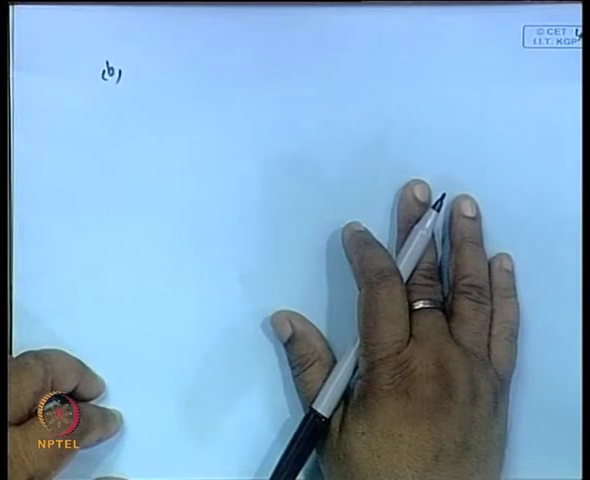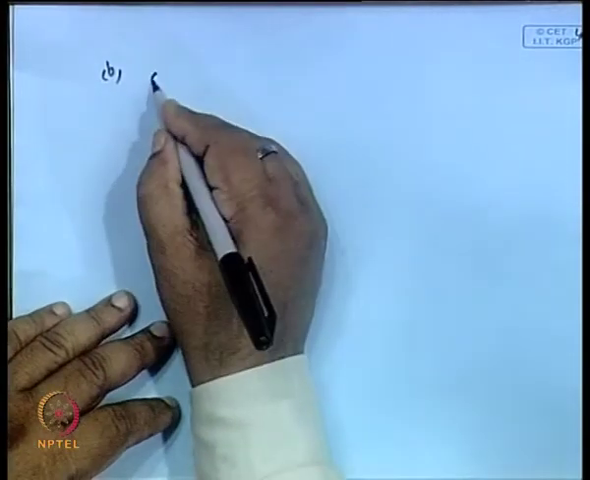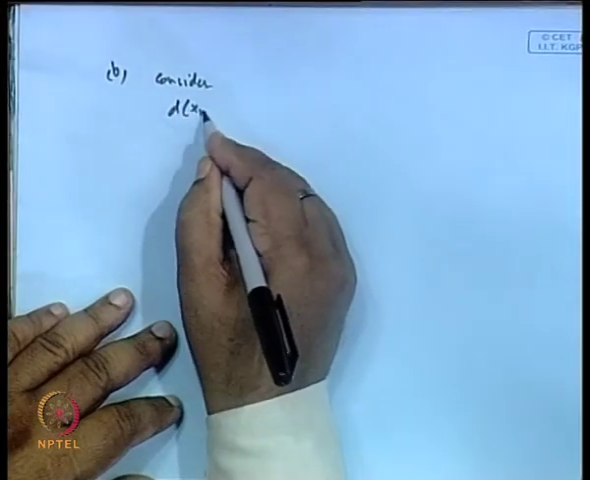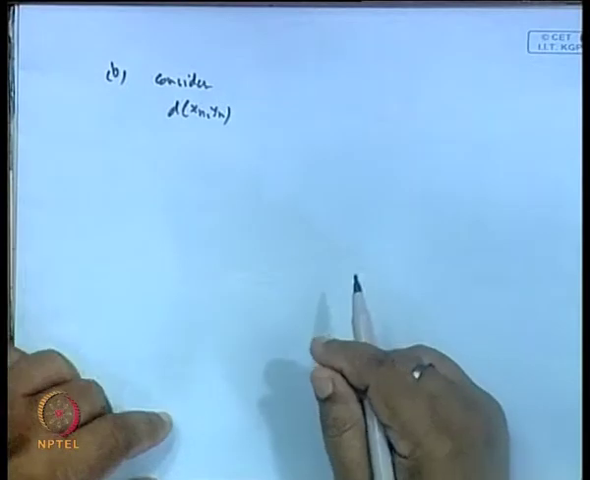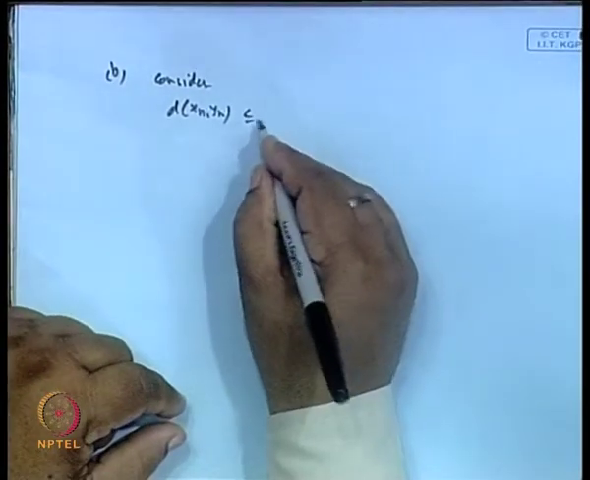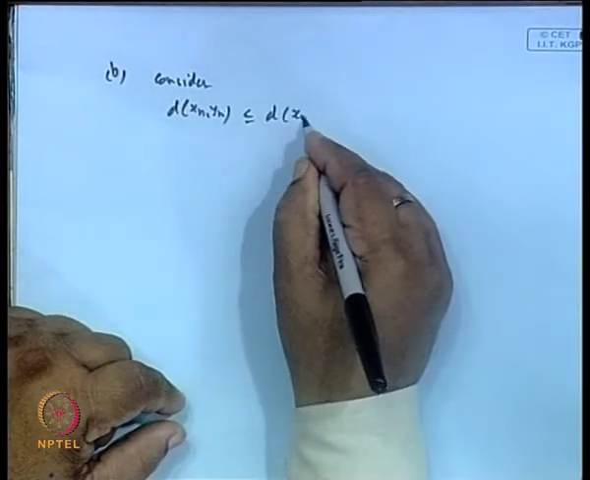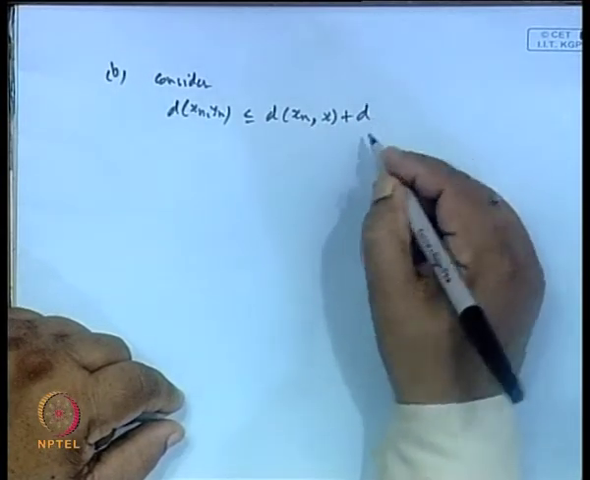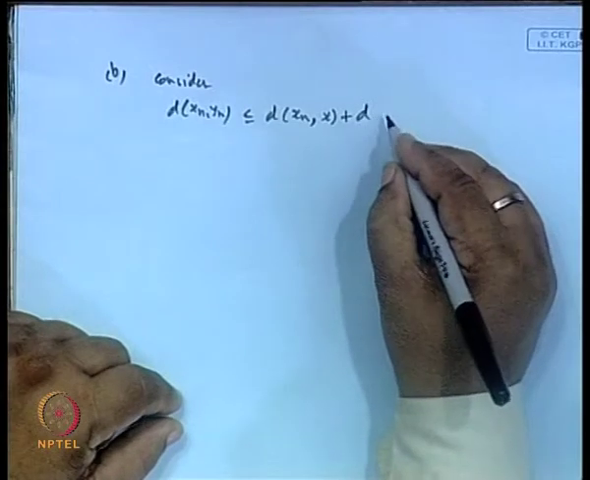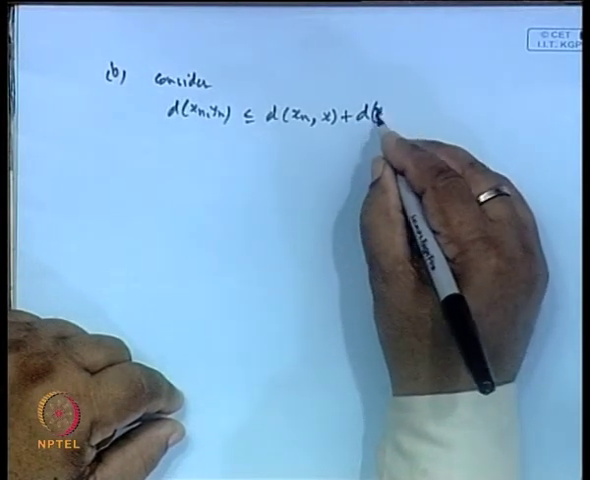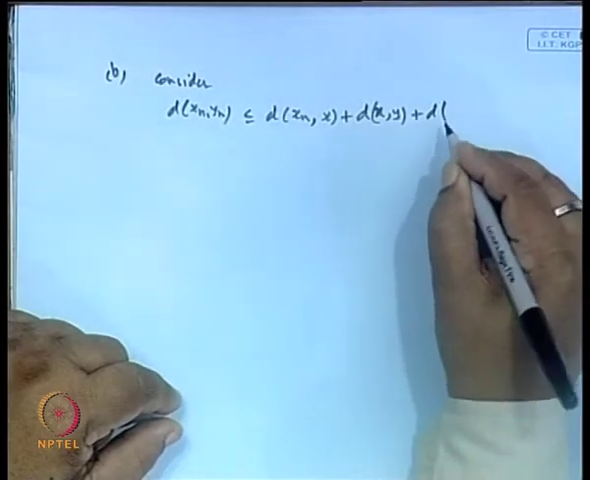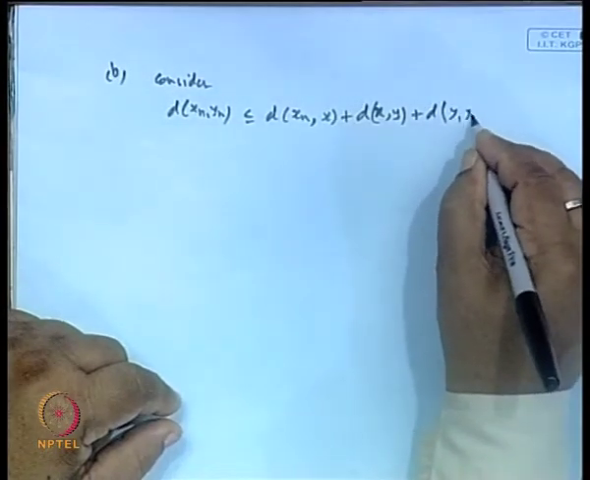We wanted to show that if x n converges to x, y n converges to y, then d of x n y n will go to d of x y. So, consider d of x n y n. Start with this and then apply the triangular inequality: d of x n comma x plus d of x comma y plus d of y comma y n.